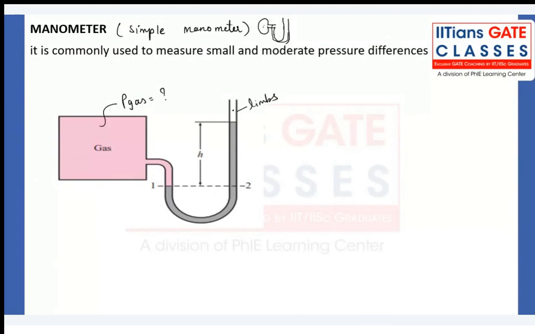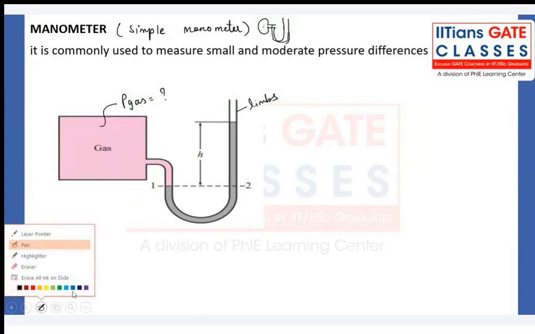Now, how can we measure the pressure, my dear friend? Again, that is a very simple task. We just have to take point number one and point number two. Point number one and point number two, they are on the same level.